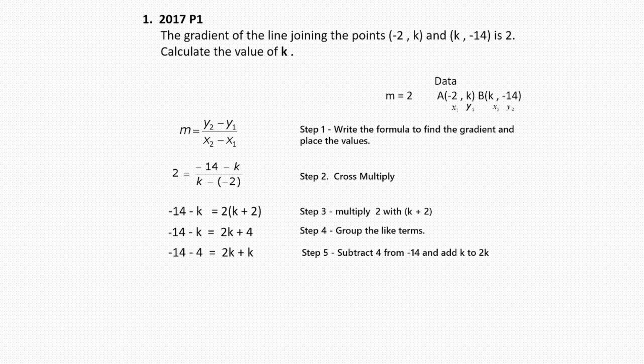Alright, what's the next step? Subtract 4 from -14 and add k to 2k. Okay, so let's solve this side. -14 minus 4 is -18, and then 2k plus k is 3k. So it's going to be -18 is equals to 3k. Okay, so the final step is to find the value of k by dividing both sides with 3. So when we do that, 3 into -18 is -6. So the value of k is -6.